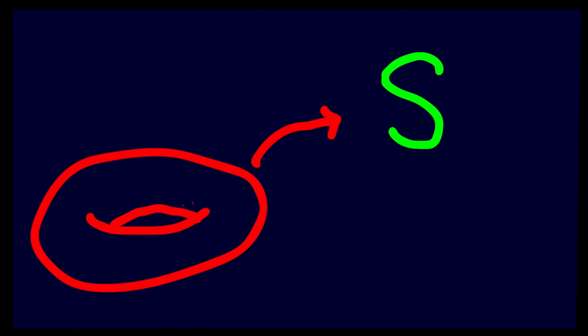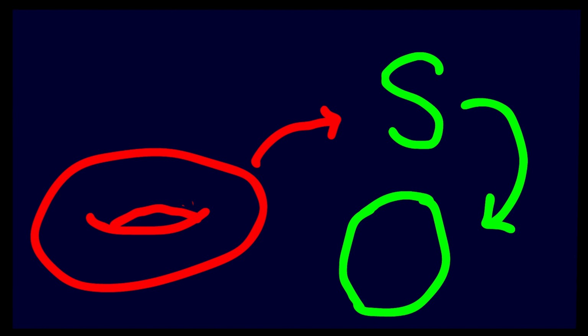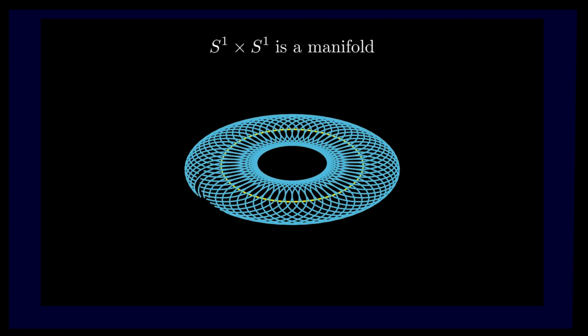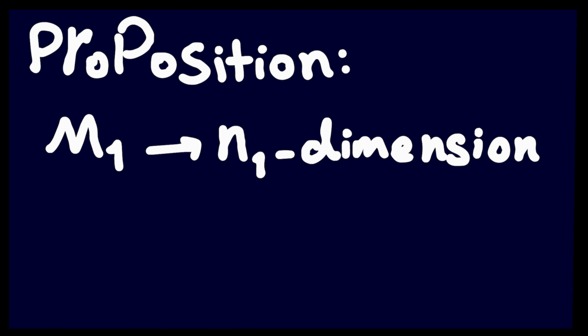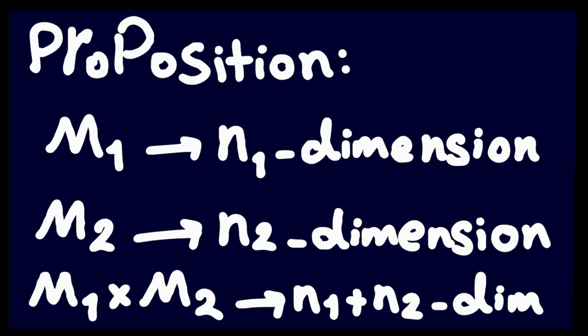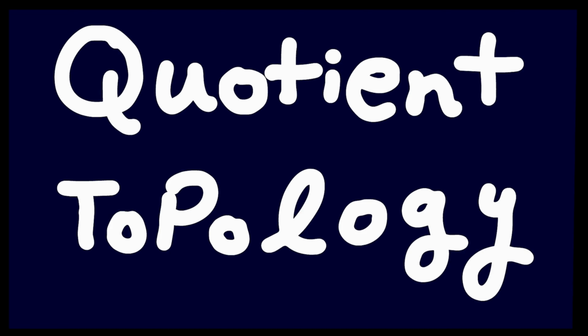To describe a torus, all you need to do is take the manifold S, which represents a circle, then S multiplied by S will be a torus. How do we know that this is a manifold? Well, this is one of the main properties of manifolds. The Cartesian product of an n1 manifold with an n2 manifold will be a manifold of dimension n1 plus n2, which can be shown easily. Another way to describe a torus is using the quotient topology.